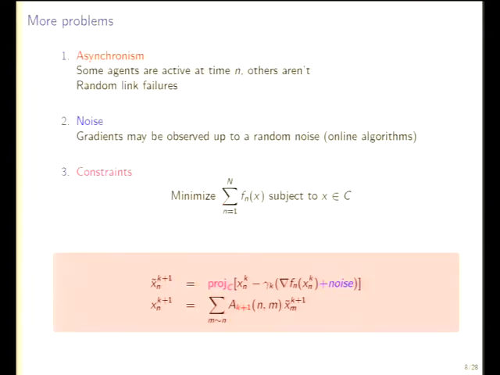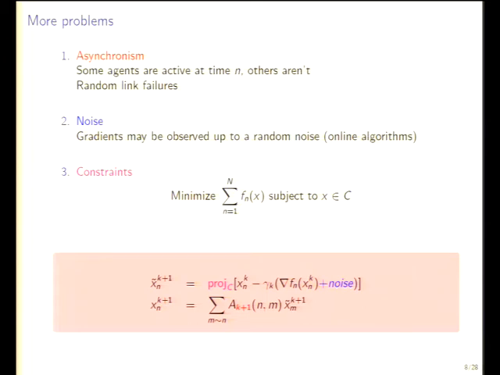Actually, the algorithm that we studied is a little bit more involved than this because we added some problems. First, the problem of asynchronism. In fact, at some time in the network, some agents may be active and others may not be. We may have some random link failures in the algorithm. We also introduced some noise in the computation of the gradient. This is to be related to stochastic approximation algorithms, where sometimes you don't know exactly what your function f_n is. You can estimate the gradient only up to some noise. And we also introduced some constraints, so we actually investigate a distributed projected gradient algorithm.